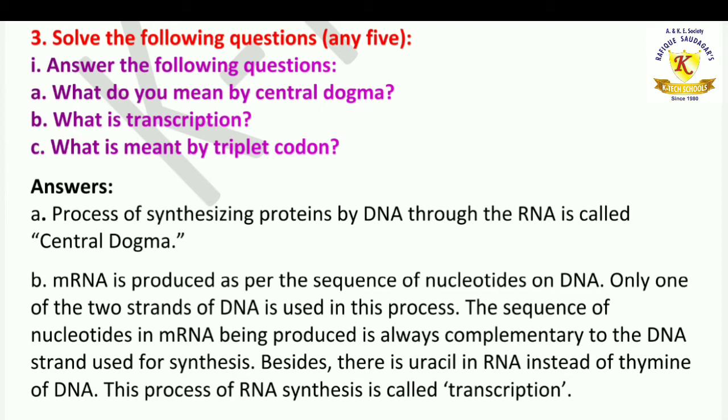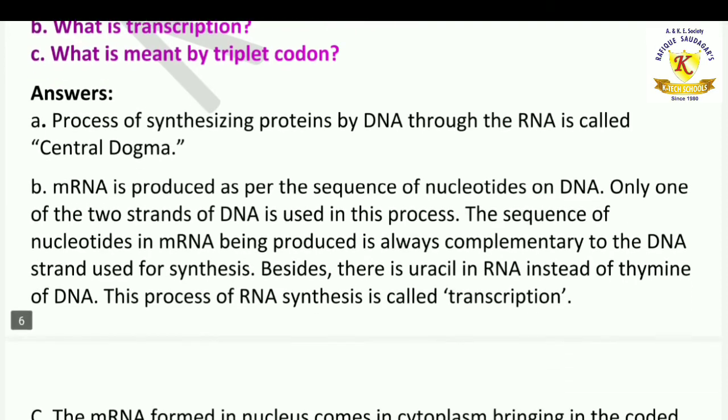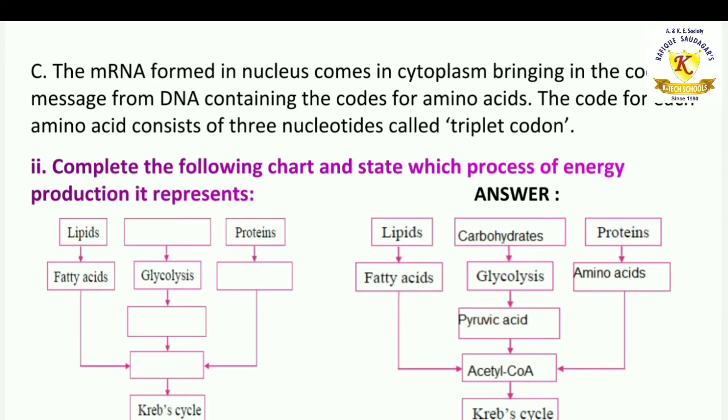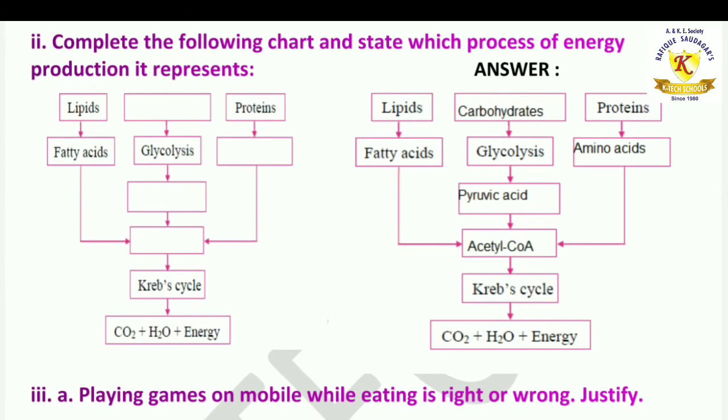Third, what is meant by triplet codon? Answer. The mRNA formed in nucleus comes into cytoplasm, bringing the coded message from DNA containing the codes for amino acids. The code for each amino acid consists of 3 nucleotides called triplet codon. Okay? Second one. Complete the following chart and state which process of energy production it represents.